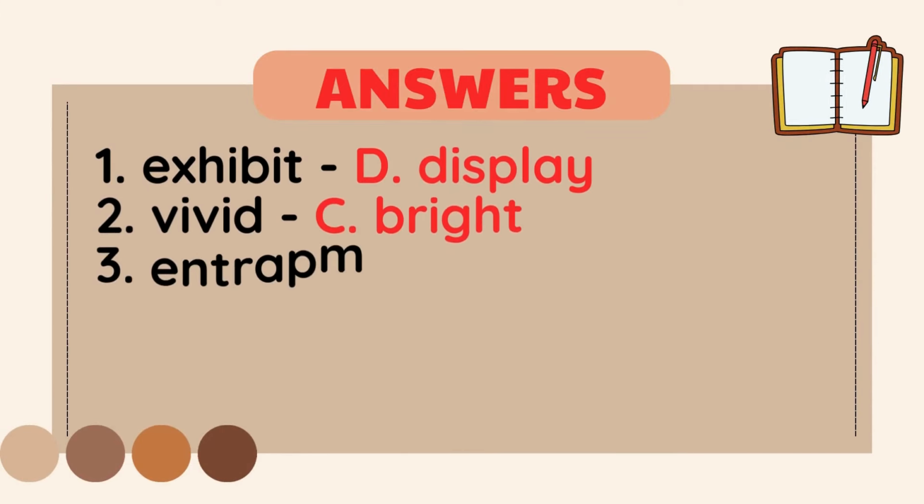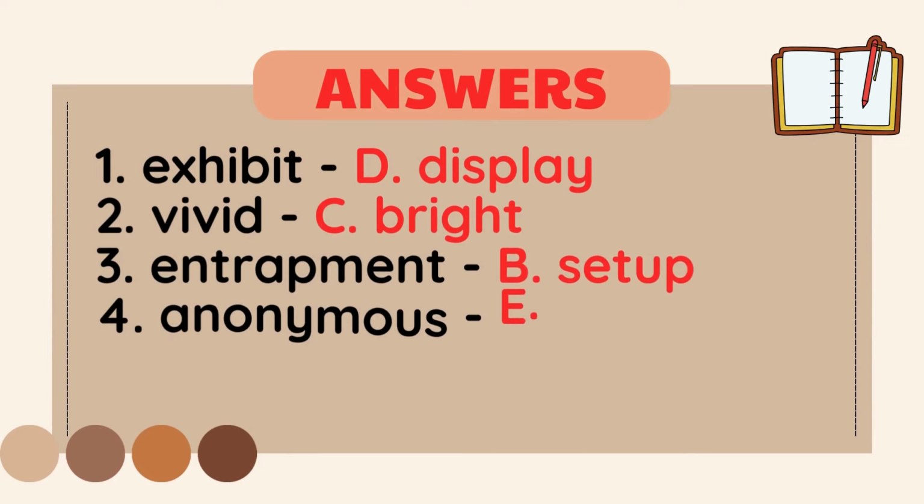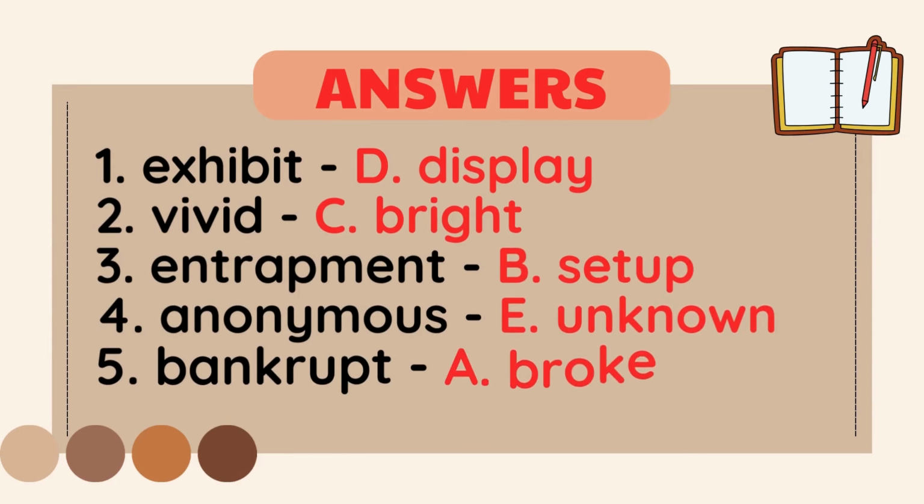Let's check your answers. Here are the correct answers. Number 1, exhibit. The answer is letter D, display. Number 2, vivid. Letter C, bright. Number 3, entrapment. The answer is letter B, set up. Number 4, anonymous. Letter E, unknown. And number 5, bankrupt. Letter A, broke.